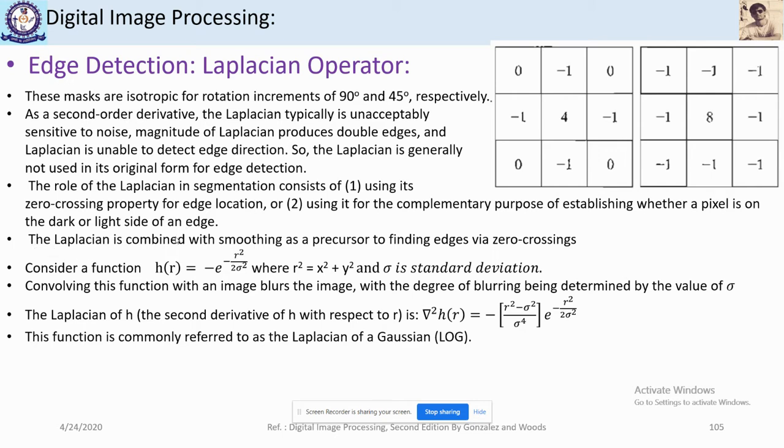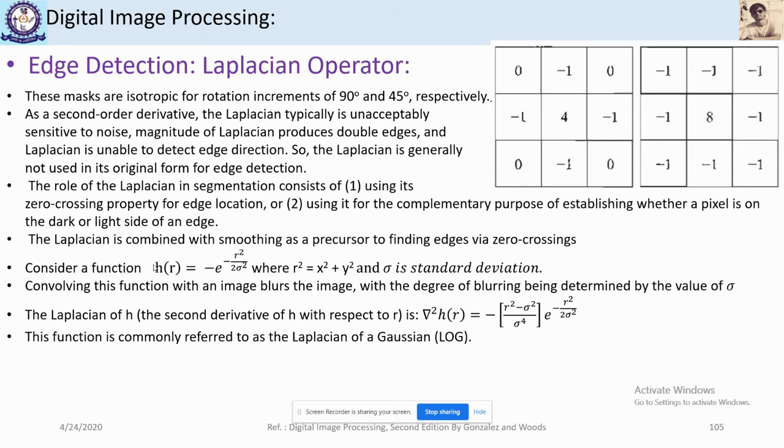The Laplacian is combined with smoothing as a precursor to finding edges via zero crossing. So what is done in edge detection using the Laplacian? First we use the smoothing filter and over that we apply this Laplacian operator. That is how we use the Laplacian in finding the edges.